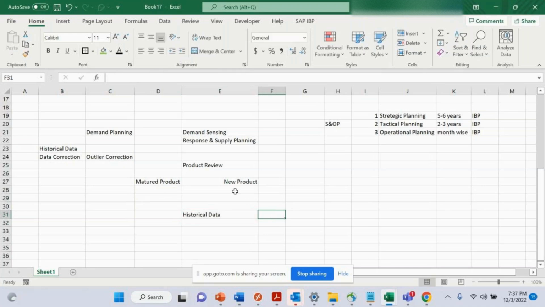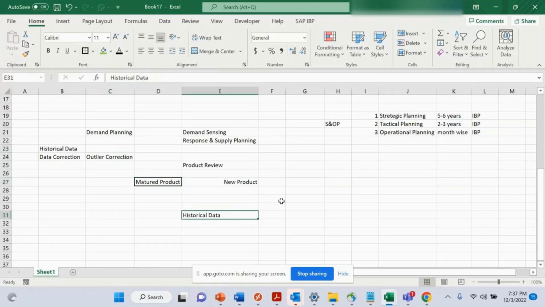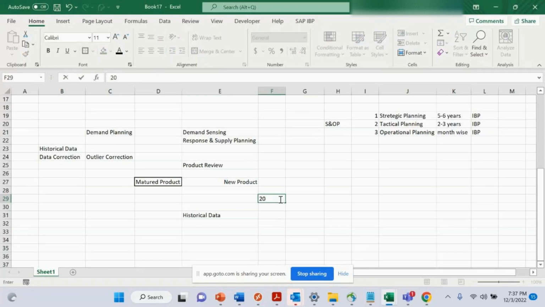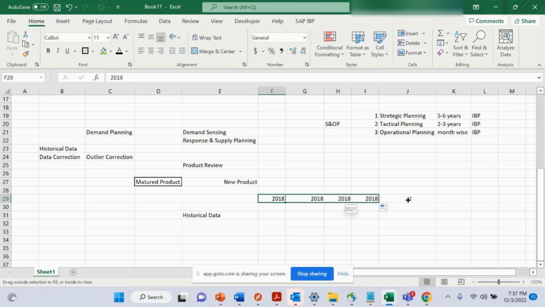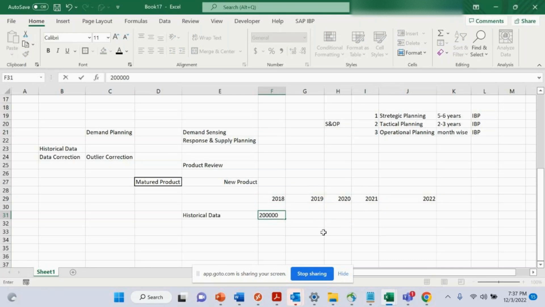Historical data is there in the business. Now I'm talking about mature products, and then I will come to the new products. For mature products, we have historical data. I'm talking at a very high level, say from the year 2018 to 2022. Let's say my business has sold 2 lakh quantity, here 3 lakh quantity, and here 2 lakh 50 thousand.